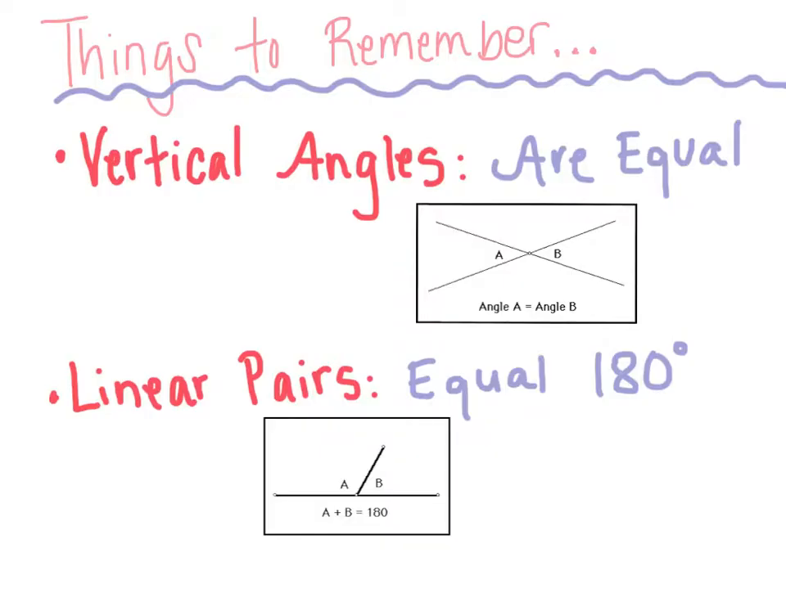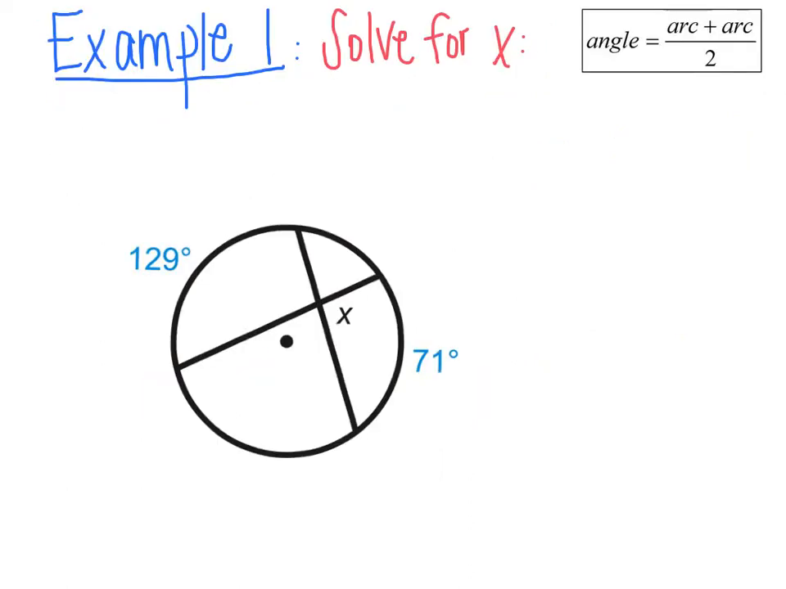Some things to remember when working with these angles that are inside or outside the circle. You need to remember vertical angles. Vertical angles are always equal. And then we have linear pairs. Linear pairs, they will be equal to 180 degrees. Our first example, we will solve for x.